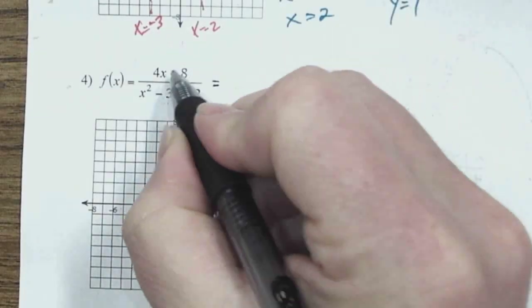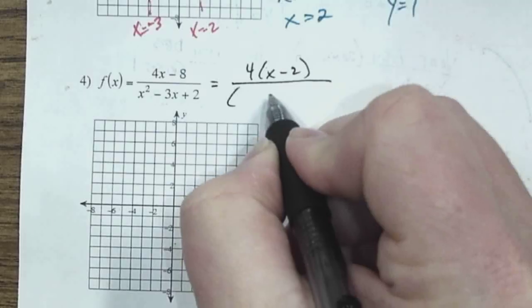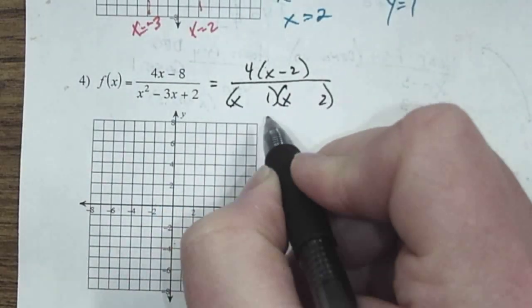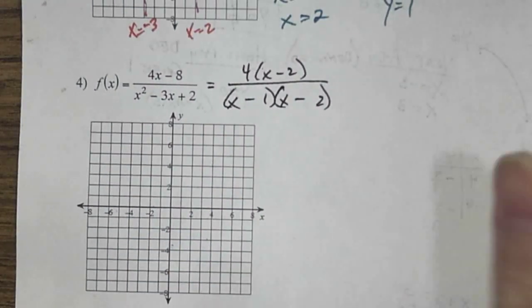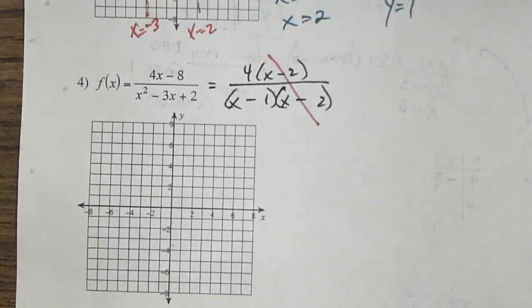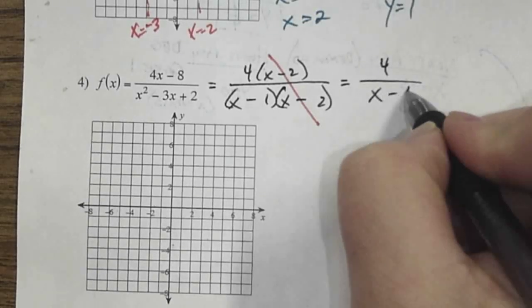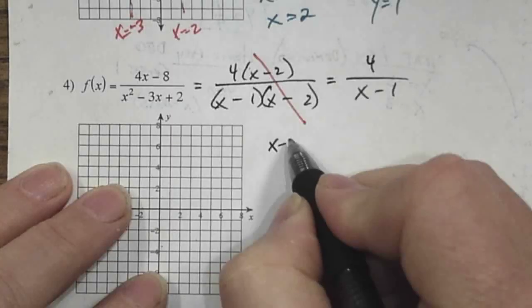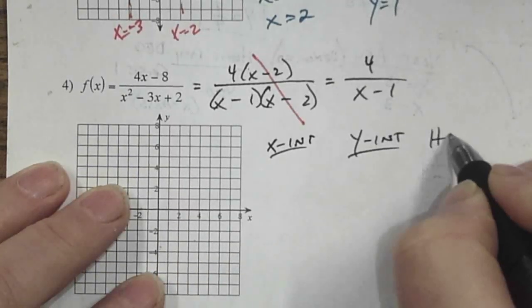Let's do this. I will factor. Take a 4, x minus 2. This is going to have an x and an x and a 1 and a 2, and I think it has to have both of them negative. Yes, it does. Now we get that. Woo! Look right away, cancellation. You know what that means? That means hole. We finally get a hole. So the x-intercept, the y-intercept, and the hole.